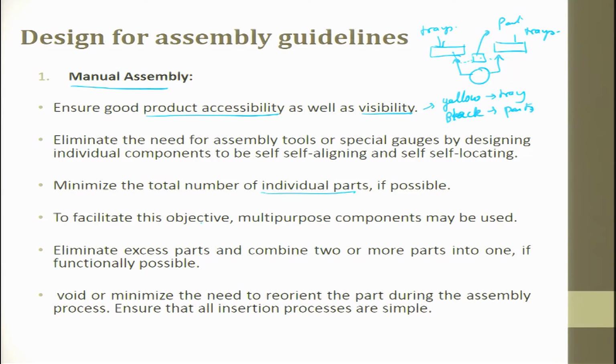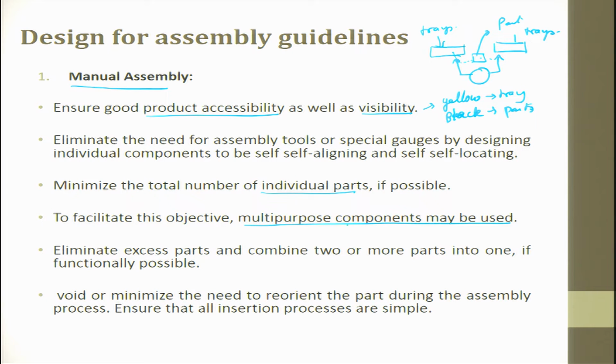If you can reduce the number of parts, it is well and good. But still, if you are forced to assemble 2 parts, then instead of having individual parts, try to make sub-assemblies so that these sub-assemblies can be exactly located at those positions and you can make the part. To facilitate this objective, a multi-purpose component may be used. A multi-purpose component is a single component which can do multiple jobs.